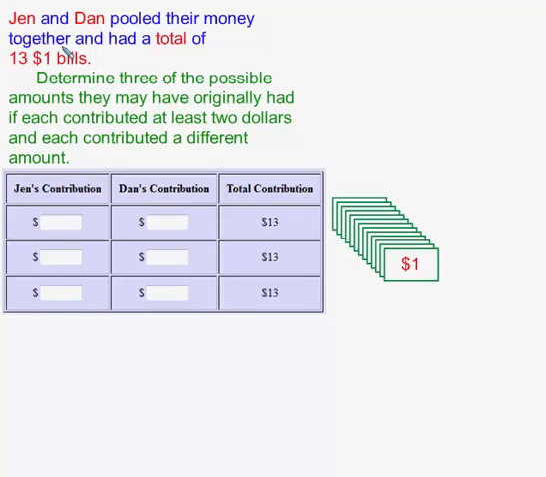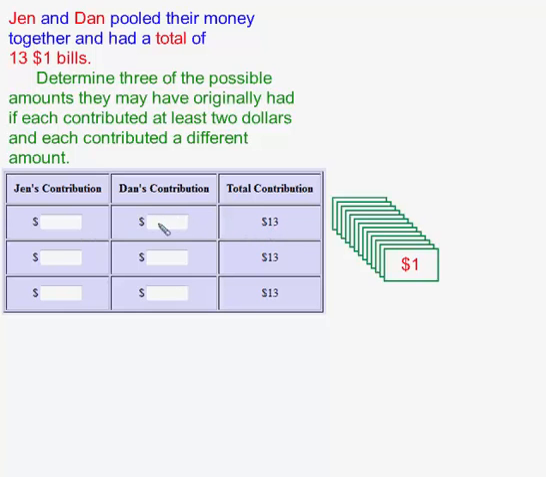In this problem we have two people, Jen and Dan, and they put their money together, and in total they have 13 $1 bills represented here. So the total contribution is going to be $13, and what we need to do is come up with different ways that this could happen by showing what Jen's contribution, or what she gave, is right here, and what Dan gave, or his contribution, right here. So these two numbers put together have to make 13.